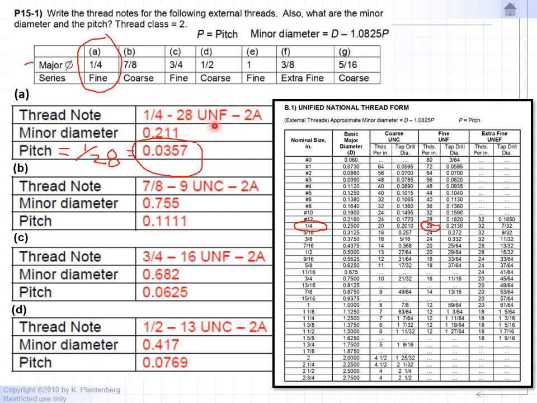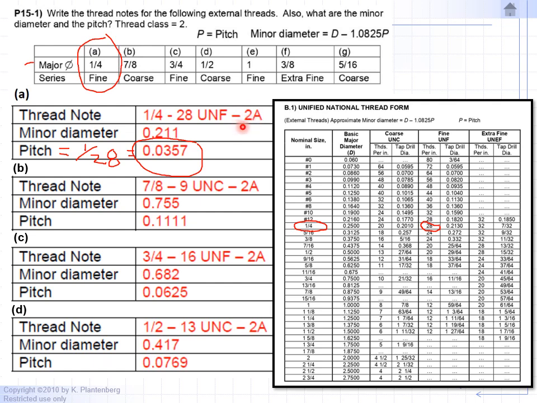And the UNF tells us that we're using United National Fine Thread standards. And the dash 2A, the A tells us that it's an external thread, my mistake. And the 2 is for the class. Okay, so that's the type of tolerance that they're going to use to manufacture this bolt, in this case.